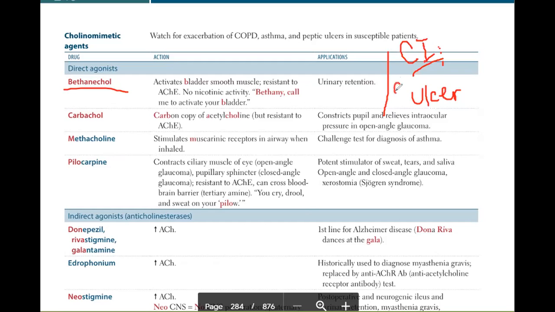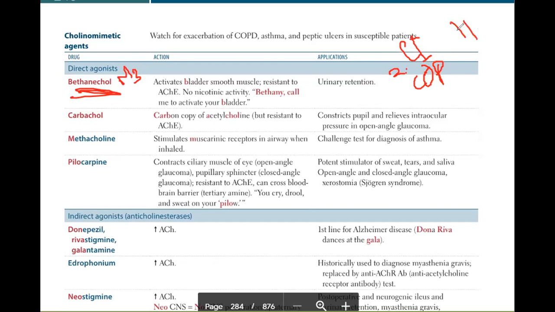So in both gastric and duodenal ulcer, we will not give this drug. This is one contraindication. What will be another contraindication? The second contraindication is heart disease, because it works on the M receptors. Although its function is more on M3, our heart has M2.